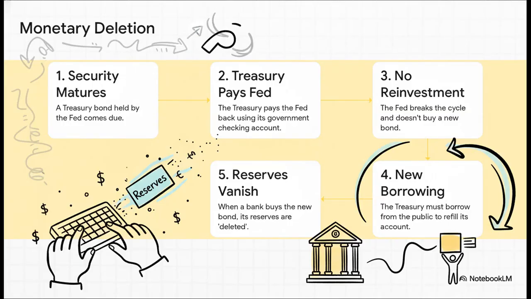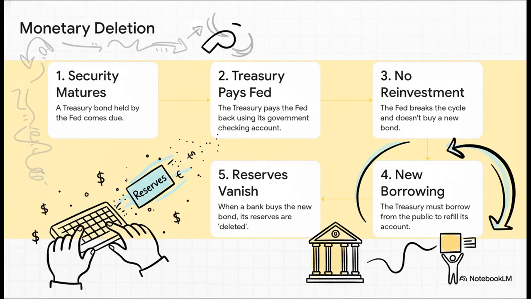So here's the magic trick. Let's say a bond that the Fed is holding matures. Step 1. Step 2, the Treasury pays the Fed back. Now, normally, the Fed would just take that money and buy a new bond, right? But with QT, step 3 is crucial. They don't reinvest. They just let the money vanish.